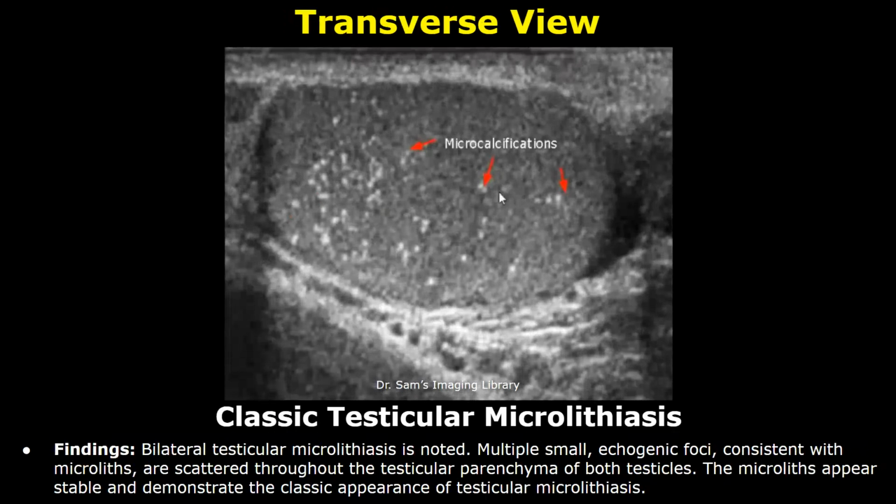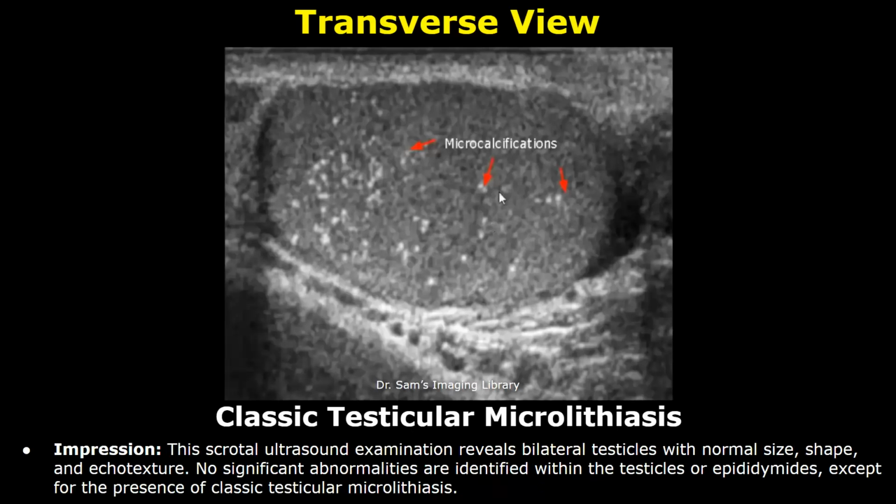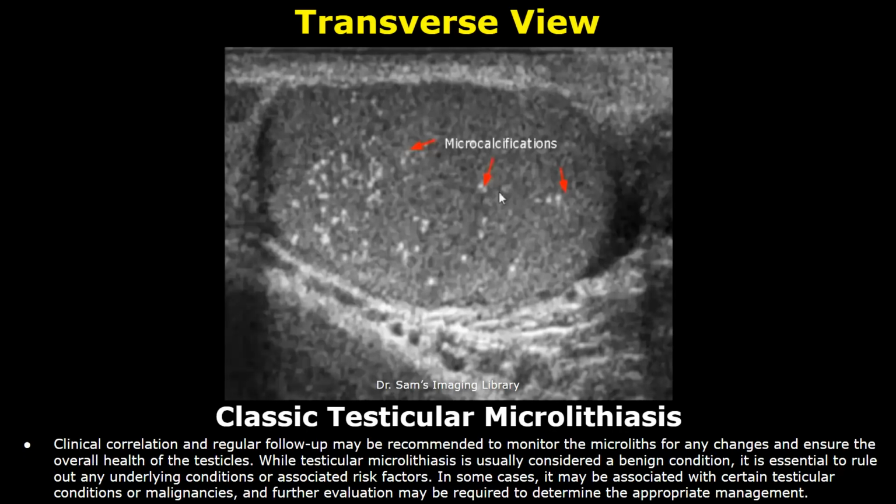For a case of classic testicular microlithiasis, you can write multiple small echogenic foci consistent with microliths are scattered throughout the testicular parenchyma of both testicles. These calcifications are mentioned in the impression. There were no other significant abnormalities. Clinical correlation and regular follow-up are advised to monitor the microliths for any changes to ensure the overall health of the testicles.